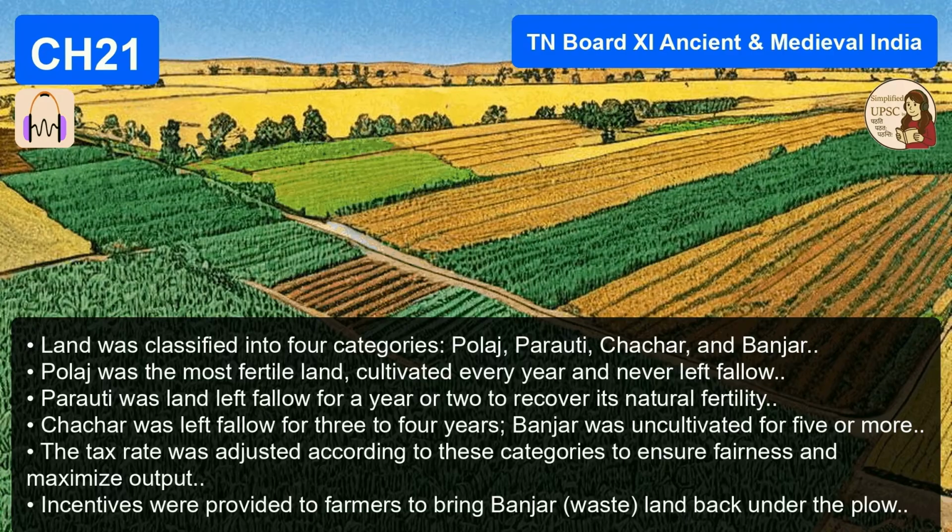And they didn't just tax all land equally, did they? They classified it. No, that would be unfair and inefficient. They had 4 very logical categories based on fertility and the continuity of cultivation. Okay, what were they? First, you have polaj.